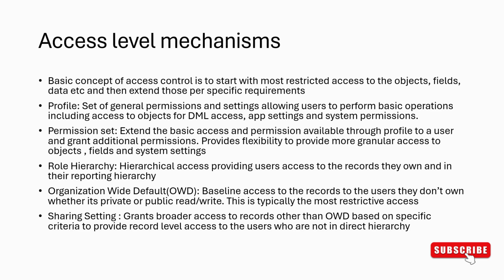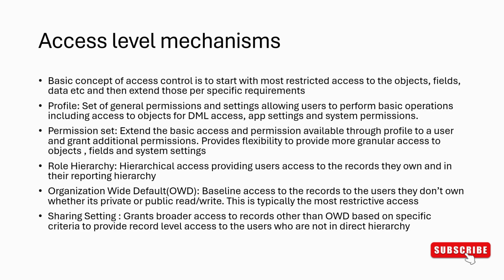The third level mechanism is the role hierarchy. Role hierarchy is like our reporting hierarchy within any organization. It allows a user to see what records he or she can view, the records which they own, or the records owned by somebody within their reporting hierarchy.